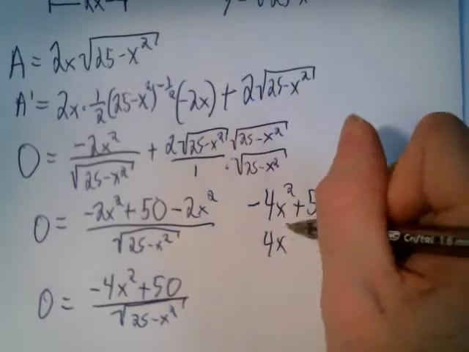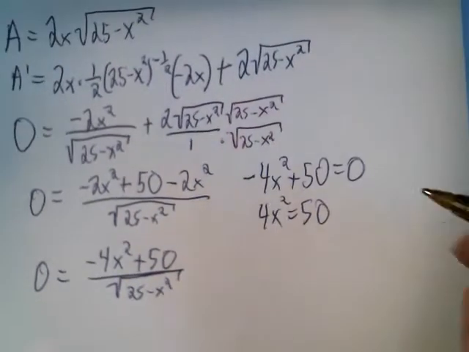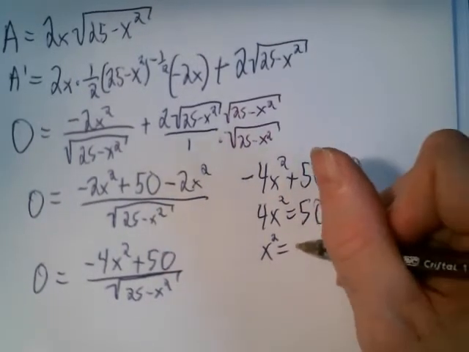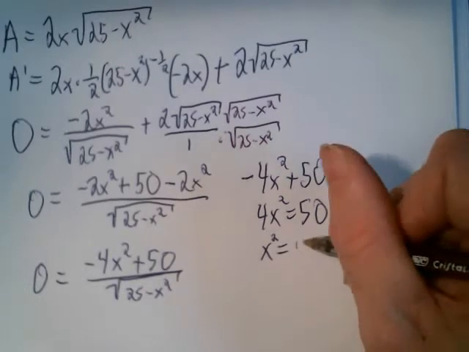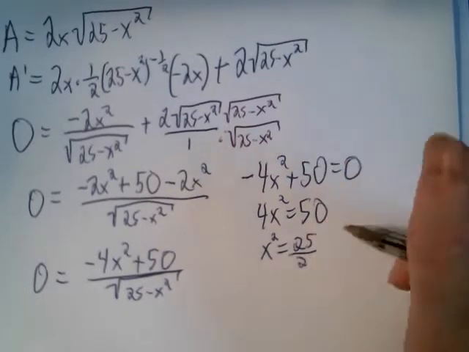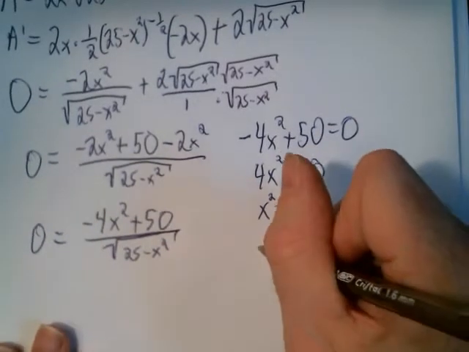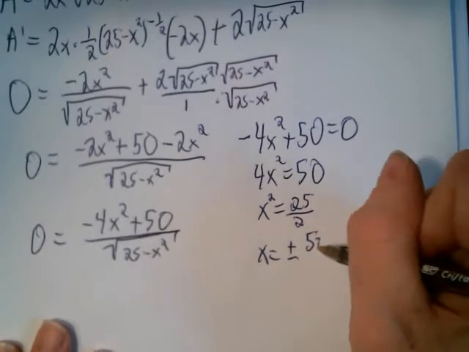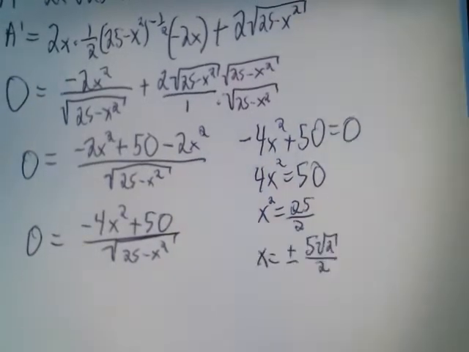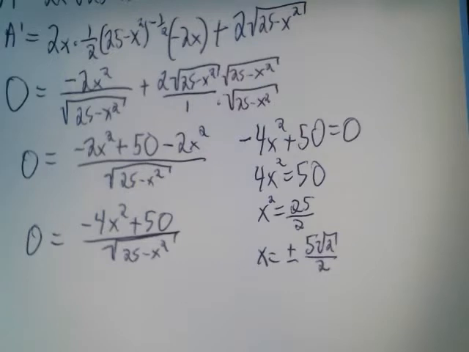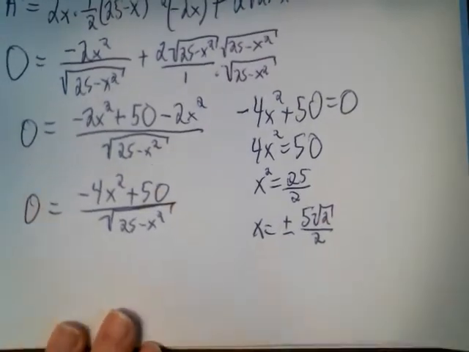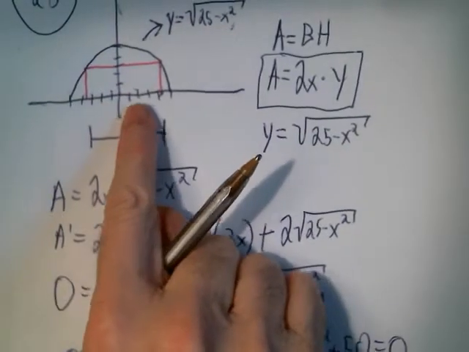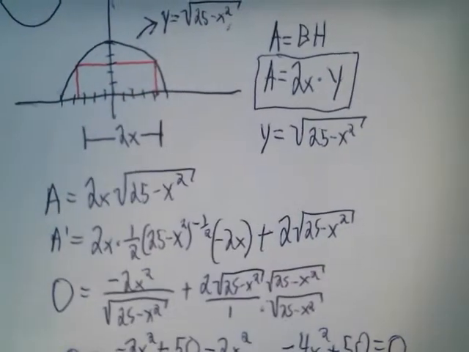So you have 4x squared equals 50, and then x squared, of course, equals 25 halves. And then take square root property on both sides. X equals plus or minus 5 over root 2, or if you'd rather 5 root 2 over 2. Obviously, we're going to exclude the negative answer. We just want the positive x direction. So we want this number, whatever the x value is there.